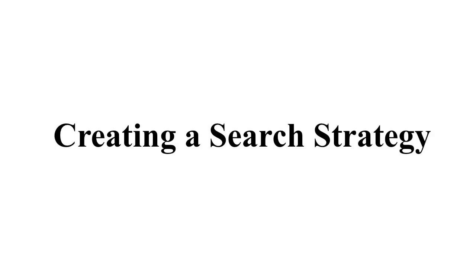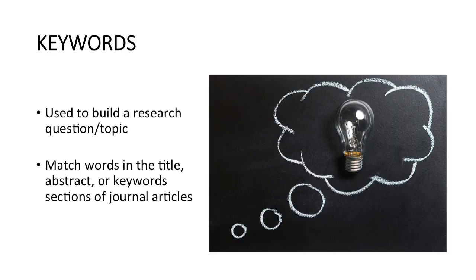This video is about creating a search strategy. Searching strategically takes some extra time in the initial planning stages. However, you'll find it's more efficient and will make your life easier in the long run. When you conduct a search, the database will match the keywords you enter in the search boxes to the words that appear in the title, abstract, and keywords of journal citations.